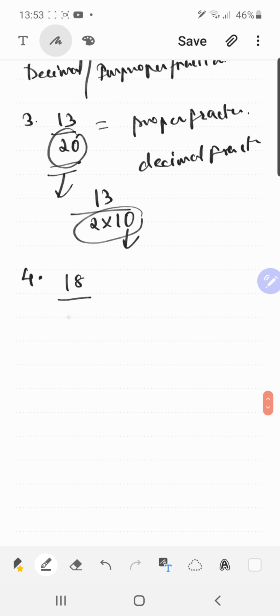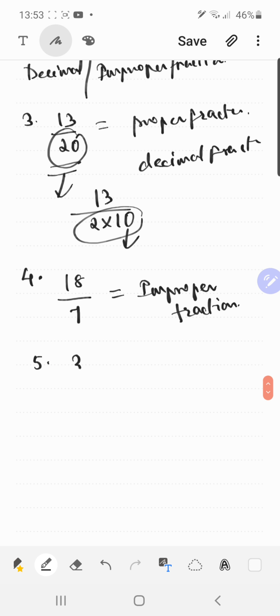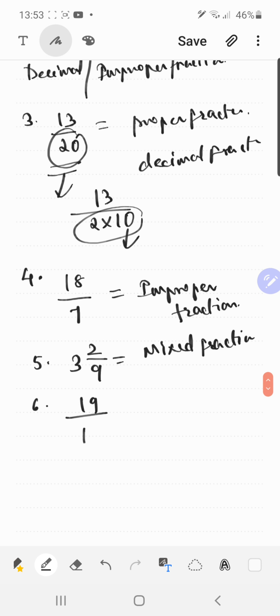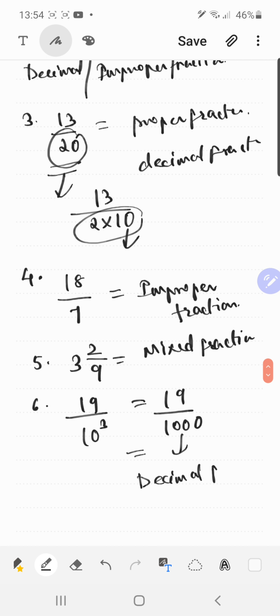18 upon 7. It is an improper fraction because the numerator is greater. Then you have 3 2 by 9. This is called a mixed fraction. Then you have 19 upon 10 raised to 3. My dear kids, what do you mean by 10 raised to 3? It is 1000. So as I said, if you have 10, 100, 1000 in the denominator, then such a kind of fraction will be called a decimal fraction.